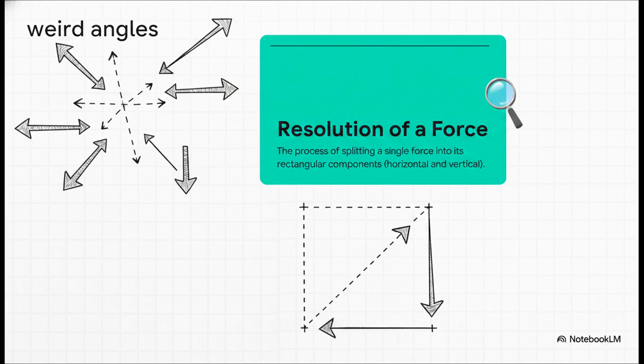So, the key to this whole analytical method is a seriously powerful idea called resolution. The concept is actually pretty simple. Instead of dealing with all these messy diagonal forces, we're going to break each one down into two clean, simple components, a pure horizontal part and a pure vertical part. It's kind of like giving a location its north, south, and east-west coordinates.